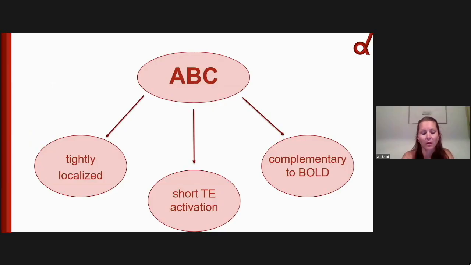The final point I would like to make is that ABC is complementary to BOLD. It is straightforward to implement and to use. So we do not see any reason why this should not be used at 3 Tesla as a standard method and expect it to achieve widespread use in the near future.